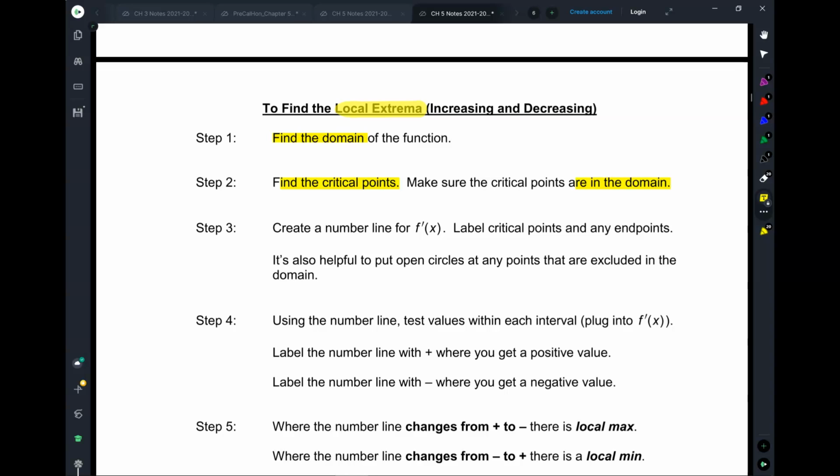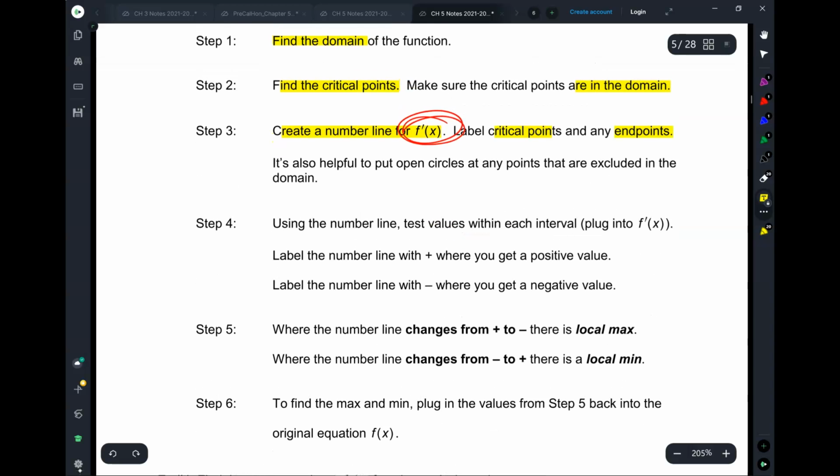Because it's an open interval, what we have to do is create a number line for f prime of x. Highlight that, for f prime of x. We need to put on here critical points and endpoints. And then sometimes we can put open circles where the graph doesn't exist, so we know what's happening. That's for our own bookkeeping. Okay, using the number line, we need to test values within each interval. We did number lines in pre-calc honors, so you guys know how to do it.